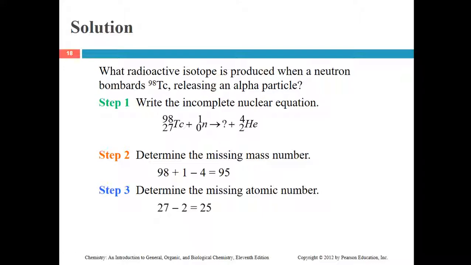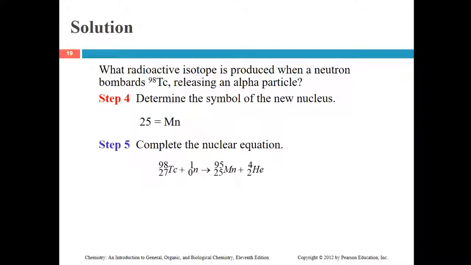So you'll notice that this is what they're doing here. Now then, we had said the proton number was 25, so we look up on the periodic table what element has a proton number 25, and that's our manganese. And you then have now written your complete nuclear equation.